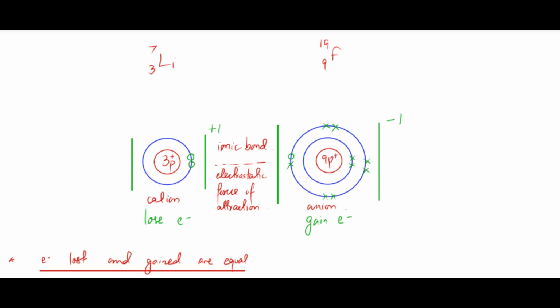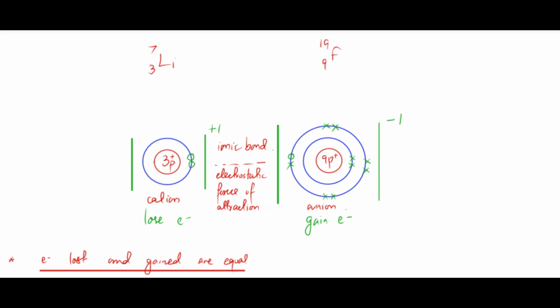In this example, we see the number of lost electrons and gained electrons are equal. Further down in the lecture we will be looking at examples where the number of lost and gained electrons are not equal, and how we are going to represent them in dot and cross form. We will see that towards the end of the video.